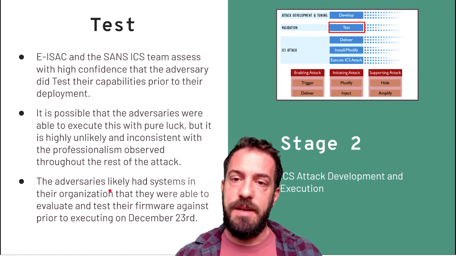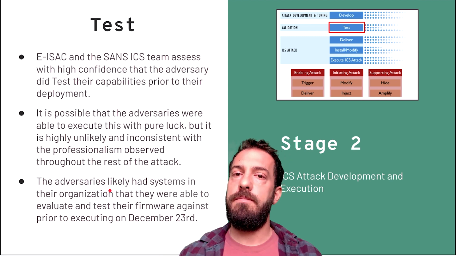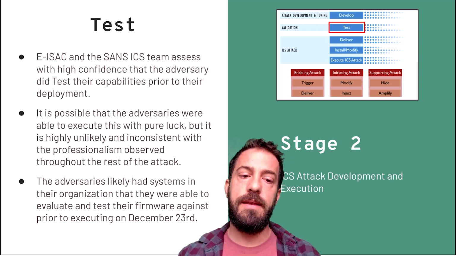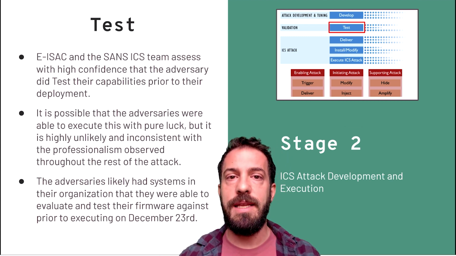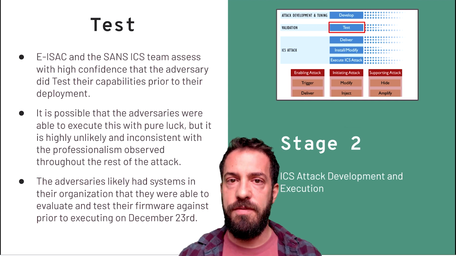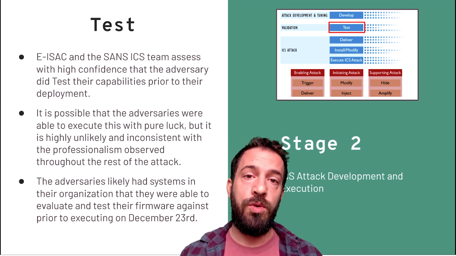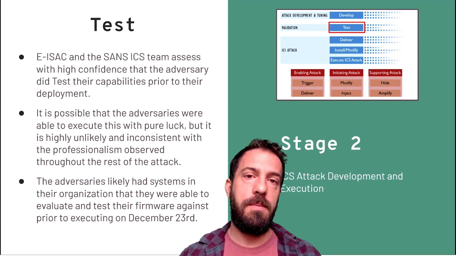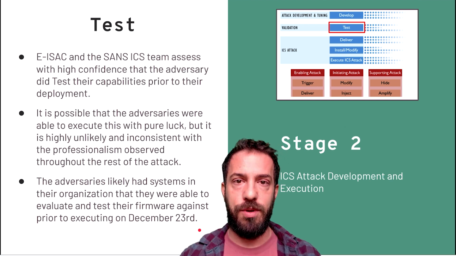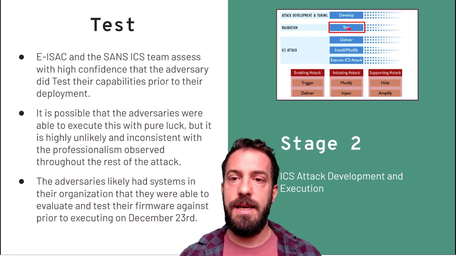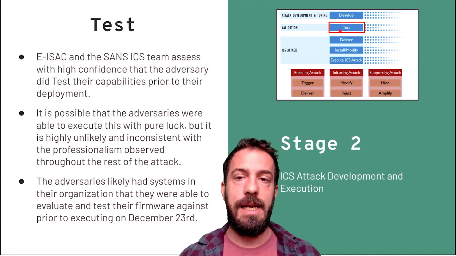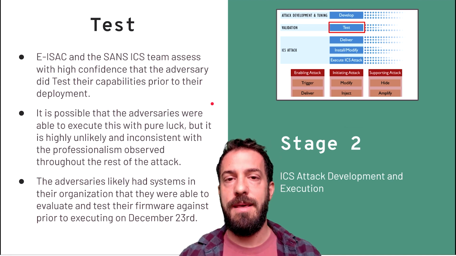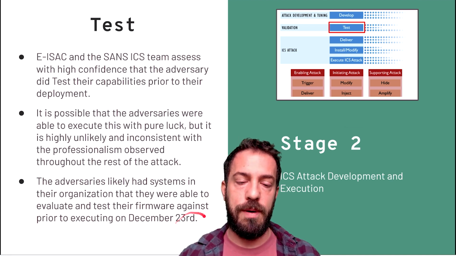So, as I said before, the attackers purchased similar equipment, they had them in the system, they evaluated and tested, and they were very confident that the attack would work once it happened in the real system before deploying it on exactly December 23rd. So the test step of the cyber kill chain happened exhaustively in the months before the attack took place.